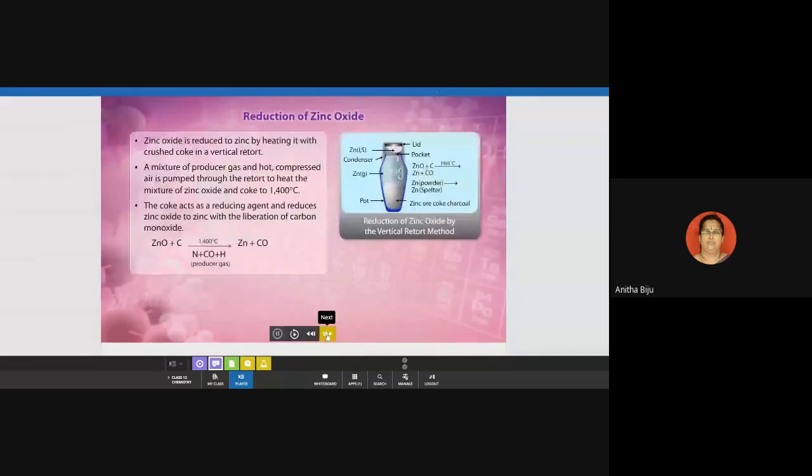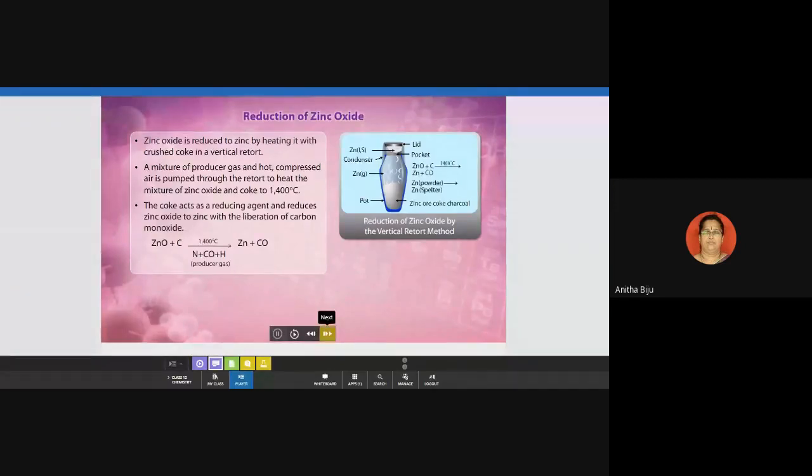And the next process is reduction of zinc oxide. You can compare the previous case and this case. In the previous case, the reduction process was done in a blast furnace. Is it right? Blast furnace or reverberatory furnace? Anyone can say? Unmute your mic and say the answer. In the previous case, that means in the case of copper, which apparatus did we use for the reduction of copper? Anyone? Blast furnace. Blast furnace.